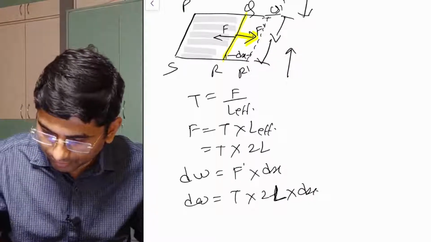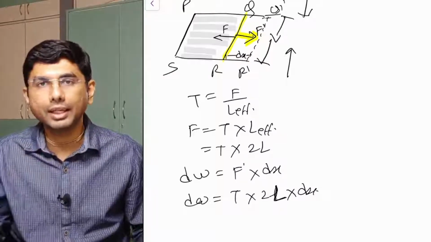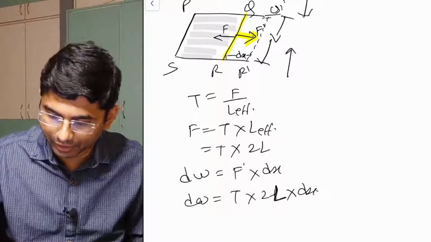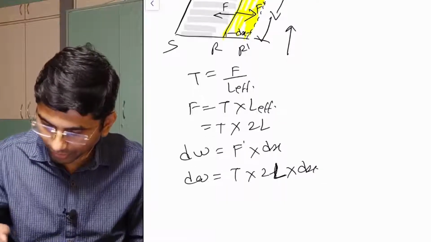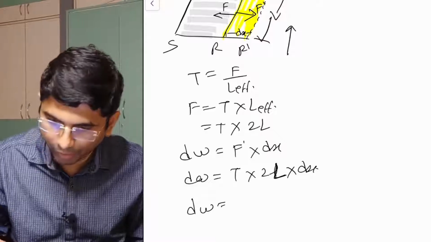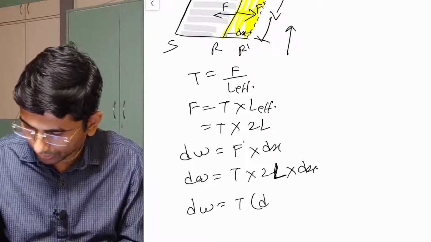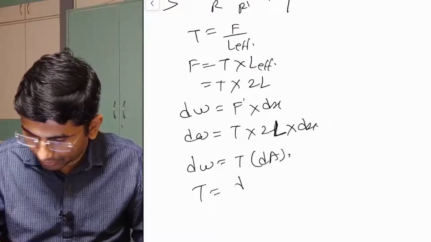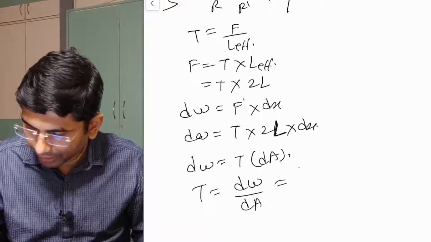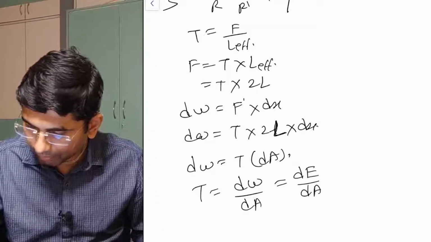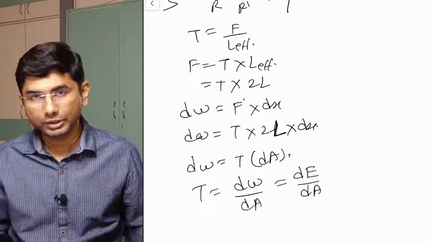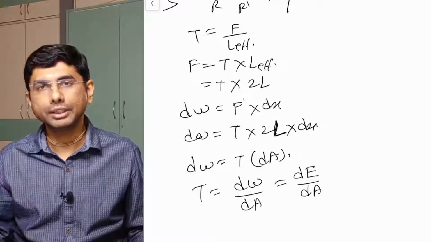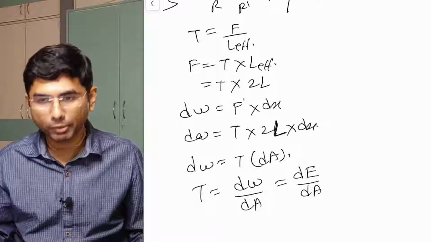Now L into dx is the change in area. Initially the area was whatever the surface was, and this much area has been increased. So dW can be written as T into dA, the change in surface area. This is another formula which we have to remember. Tension can be written as dW upon dA, or dE upon dA: change in energy per unit change in area, or work done per unit change in area. That's how we get another formula for tension.